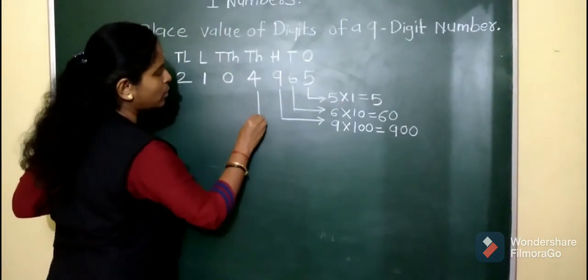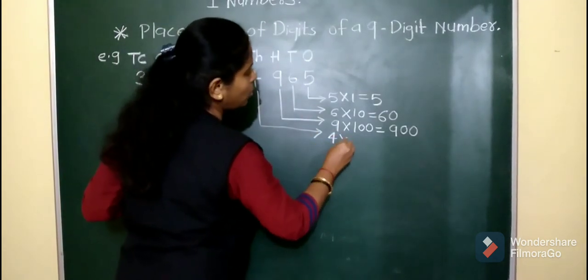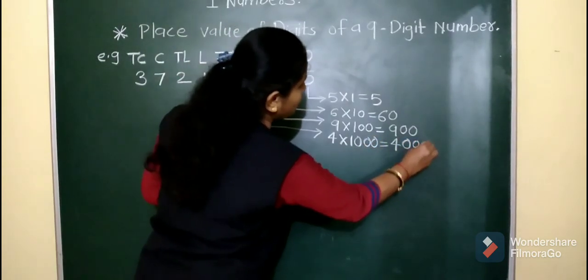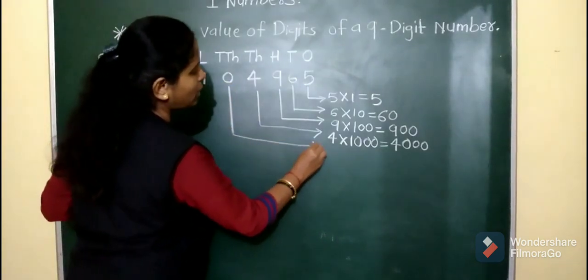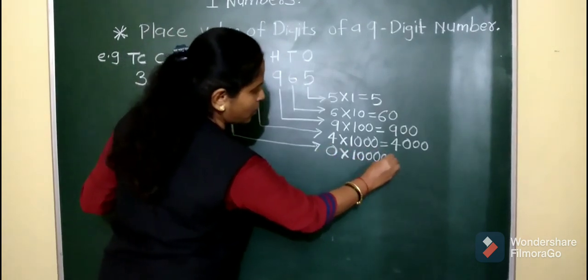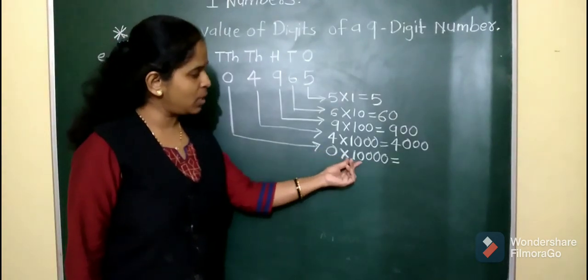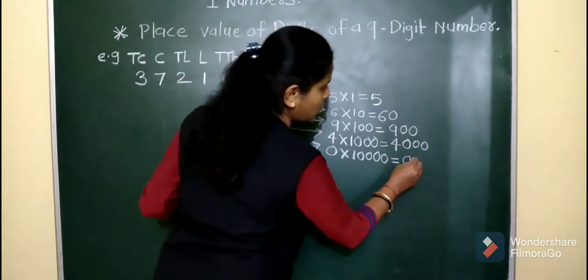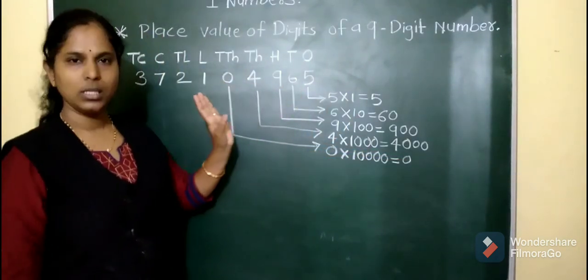Next 4. Digit 4 is at 1000's place. So 4 into 1000. That is 4000. Next digit is 0. 0 is at which place? 10,000 place. So we have to multiply 0 by 10,000. What will be the answer? See, whatever number we multiply by 0, the answer we will always get is 0. 10,000 into 0 is 0. So the place value of 0 is 0.